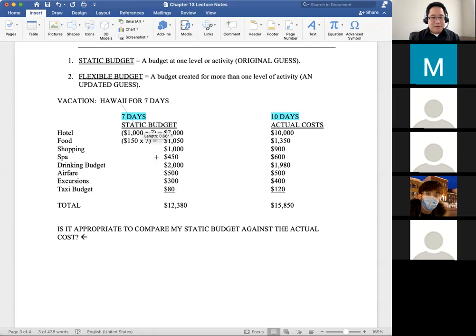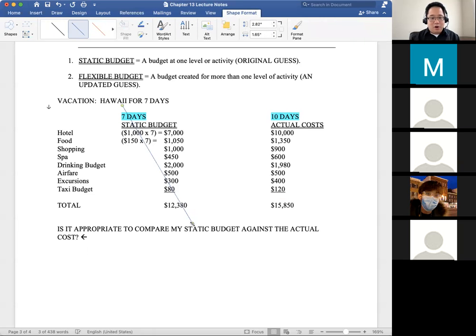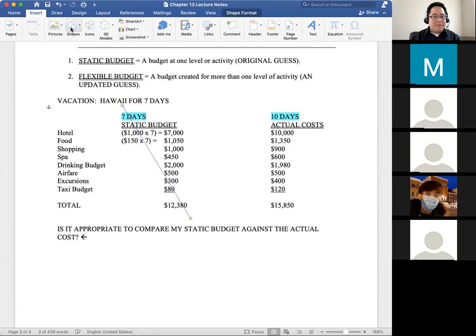So this budget we need to update. Okay, this budget is not all bad, but it should be updated with new information. And that updated budget is called the flexible budget. Okay.